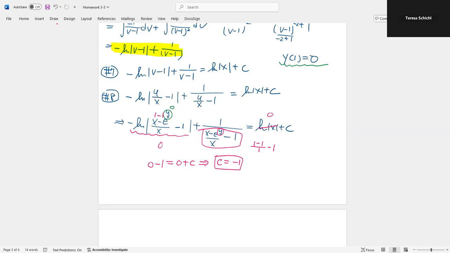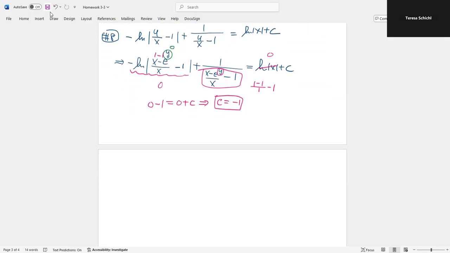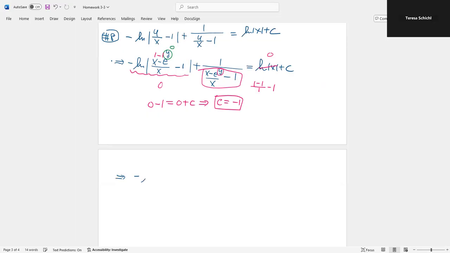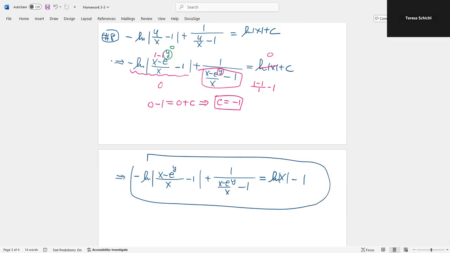So here is my final answer. The final answer for my solution is kind of complicated. It is negative ln of |(x minus e^y) over x minus 1| plus 1 over (x minus e^y) over x minus 1 is equal to the natural log of x, where c is negative 1 minus 1. All right, that will be my solution.